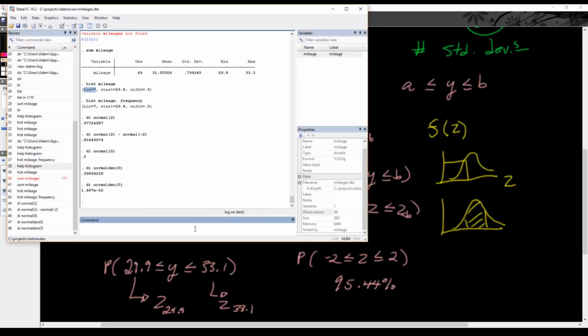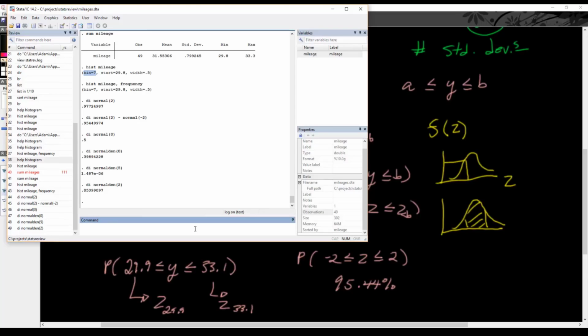So display normal density 5, well, it's 0.00001487. So you just move that decimal 6 places over. That gives you 5 zeros before the 1. Basically 0. Display normal density.